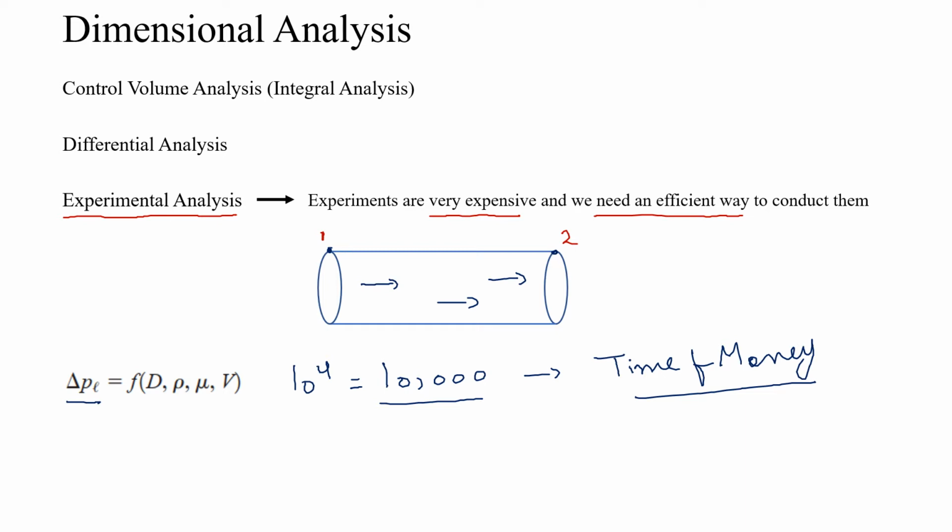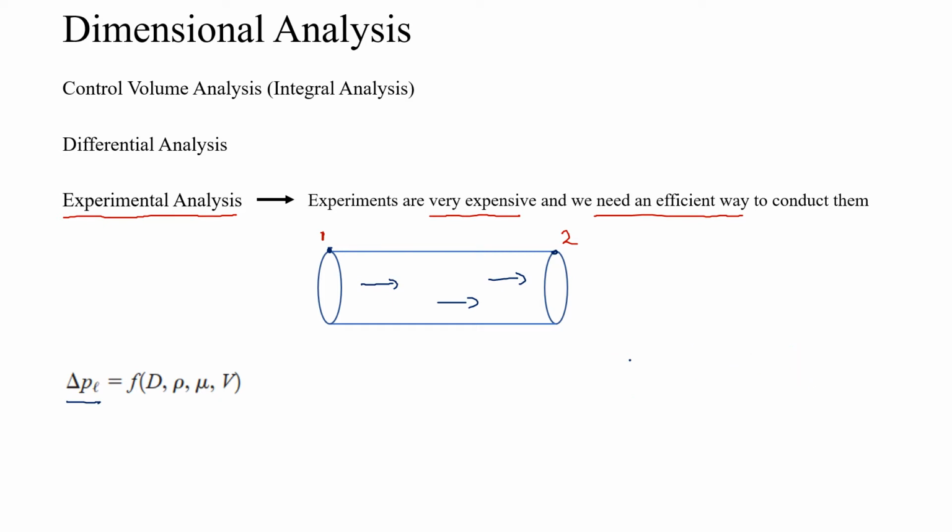I need to reduce my number of experiments, and by reducing my number of experiments, actually I will save a lot of time and a lot of money. So this is what dimensional analysis does. Dimensional analysis helps us do that, and it helps us reduce the number of experiments.